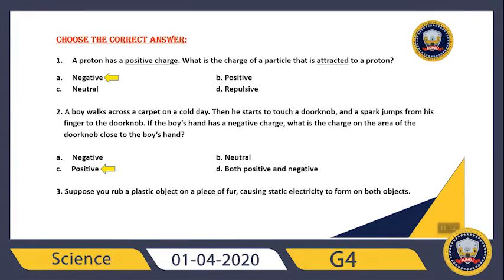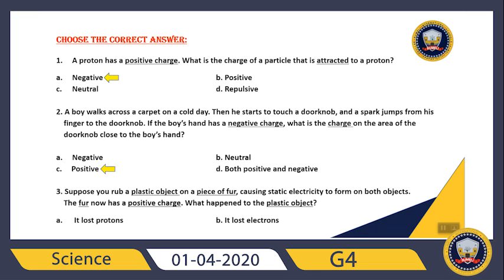Number 3. Suppose you rub a plastic object on a piece of fur, causing static electricity to form on both objects. Okay, so by rubbing a plastic object with a piece of fur, static electricity forms on both objects. So the fur now has a positive charge. What happened to the plastic one? The fur has a positive charge. What about the plastic object?